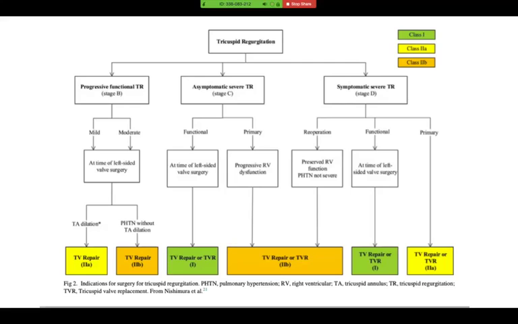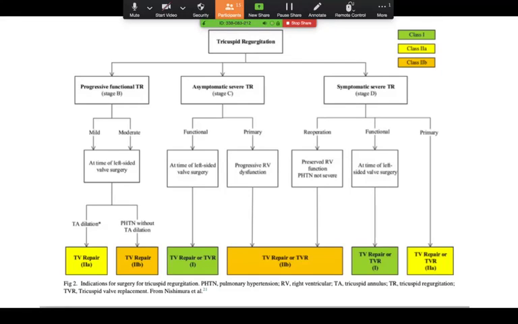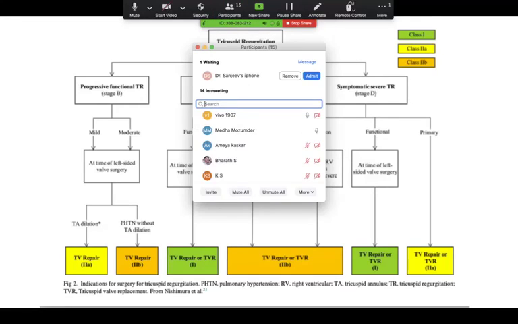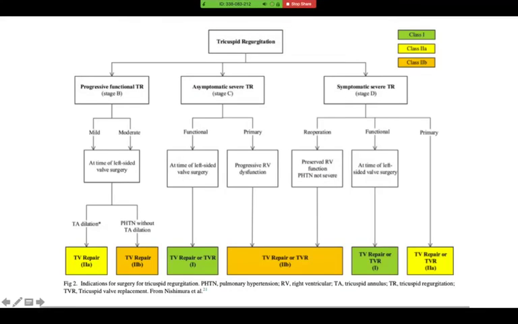And coming to asymptomatic TR, if it is functional severe TR and they are undergoing left-sided valve surgery, they can have tricuspid valve repair or replacement. That is a class 1 indication. And if primary severe TR is there along with progressive RV dysfunction, they require TV repair or TV replacement. The indication would be class 2B.